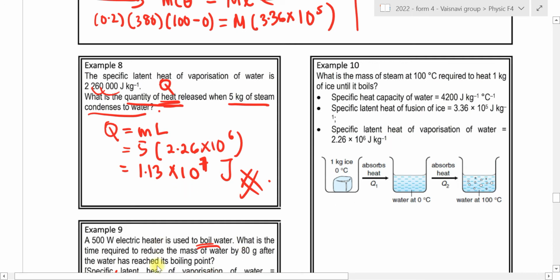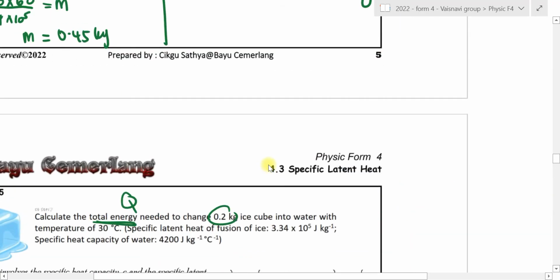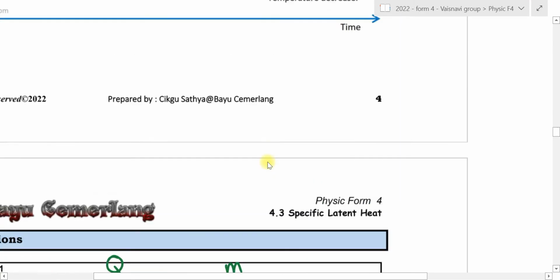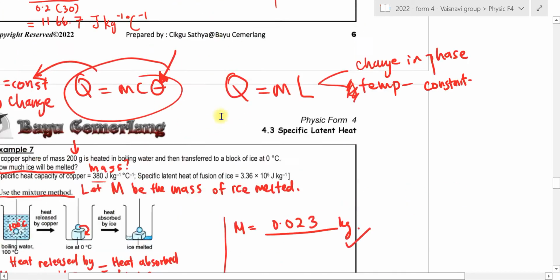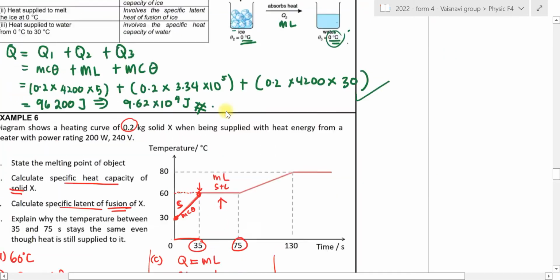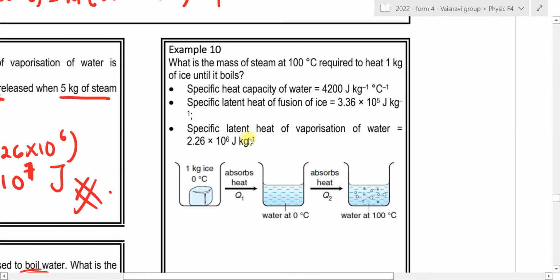Okay, next question. This is about temperature change, and we have done a question like this before. I think I showed it earlier. Anyway, this type of question, we try again, doesn't matter. Is it the same question? No. What is the mass of the steam? What is the mass of steam at 100 degrees Celsius required to heat 1 kg of ice until it boils?